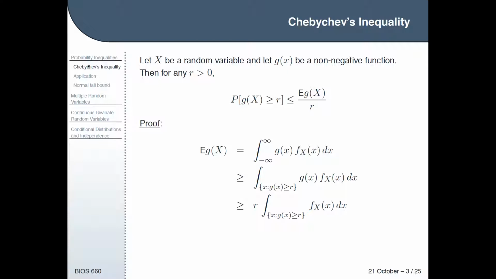And since, by definition, g of x is greater than or equal to r in that particular range, if we simply substitute r for g of x, then the resulting quantity will still be less than or equal to g of x times f of x. So now we're just integrating in the area where g of x is greater than or equal to r with respect to the original density function, and that, by definition, is just r times the probability that g of x is greater than or equal to r, which is what we were trying to show.